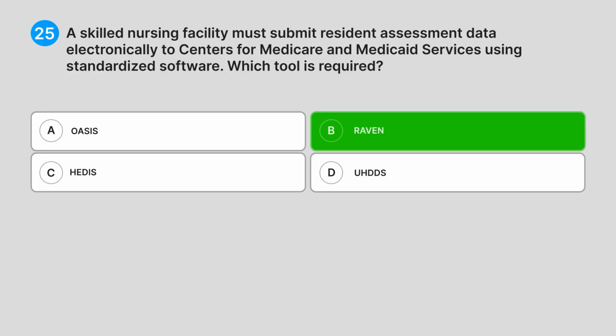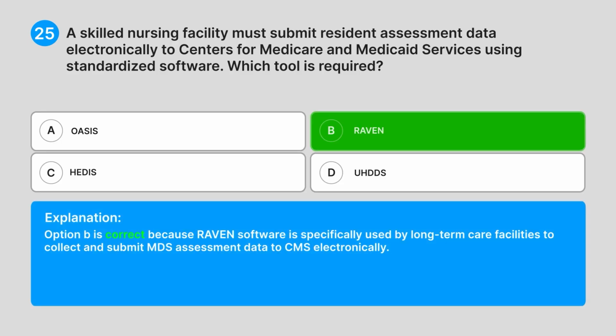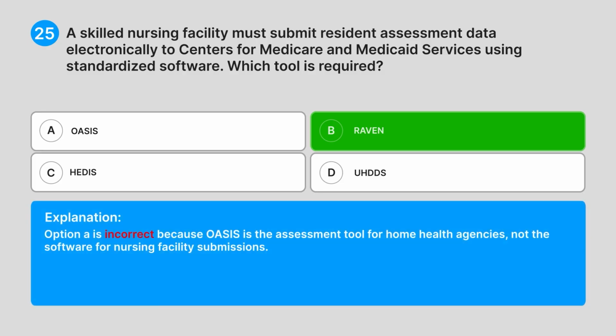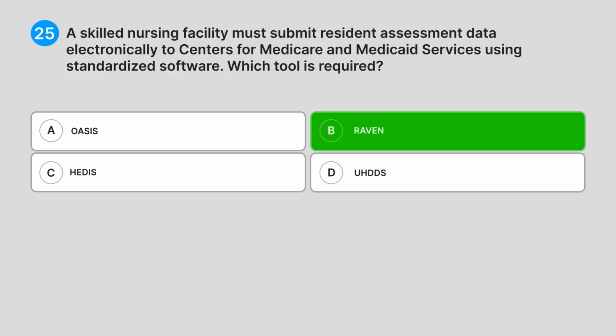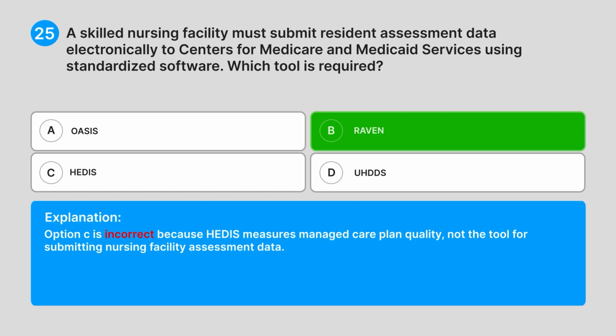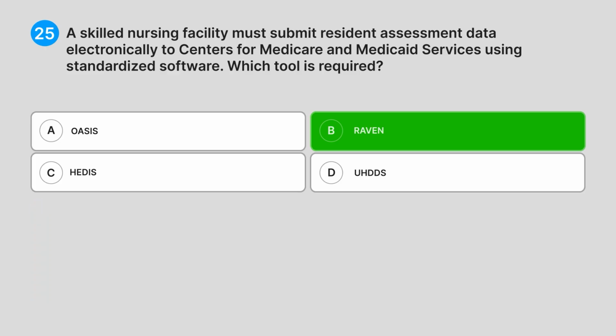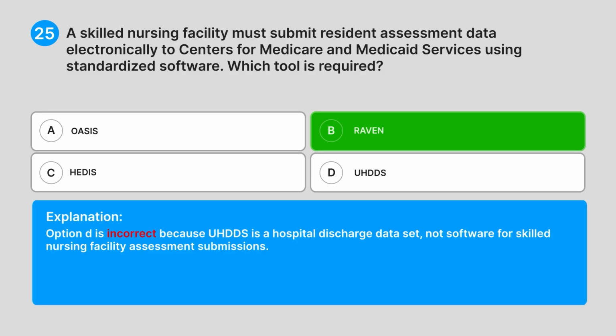Correct answer, B. Raven. Explanation: Option B is correct because Raven software is specifically used by long-term care facilities to collect and submit minimum dataset assessment data to CMS electronically. Option A is incorrect because Oasis is the assessment tool for home health agencies, not the software for nursing facility submissions. Option C is incorrect because HEDIS measures managed care plan quality, not the tool for submitting nursing facility assessment data. Option D is incorrect because UHDDS is a hospital discharge dataset, not software for skilled nursing facility assessment submissions.